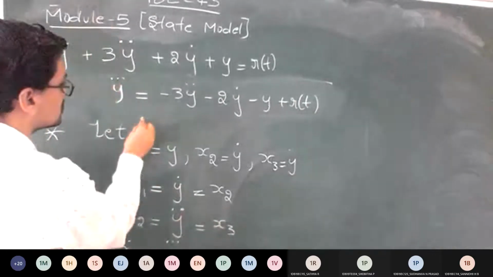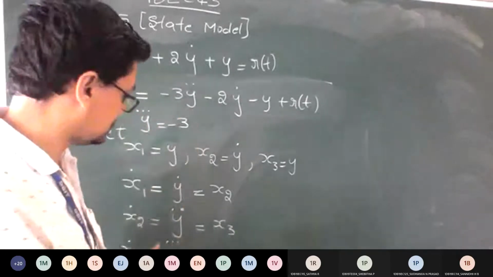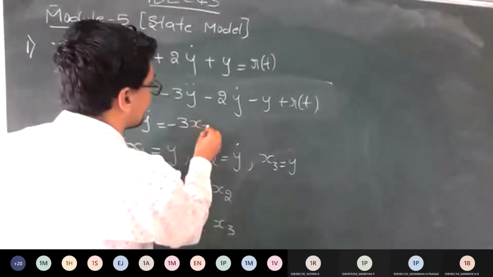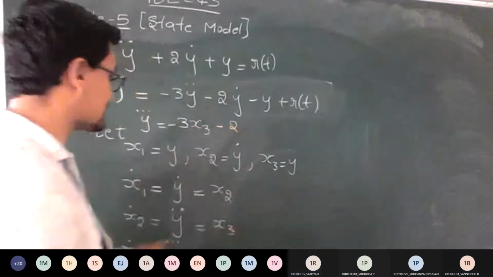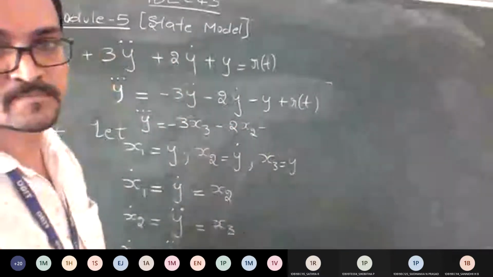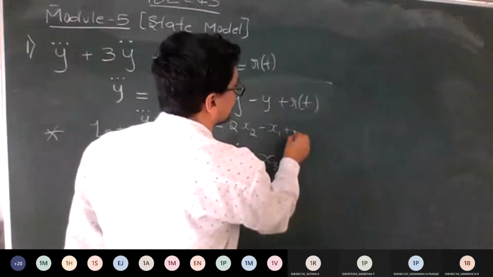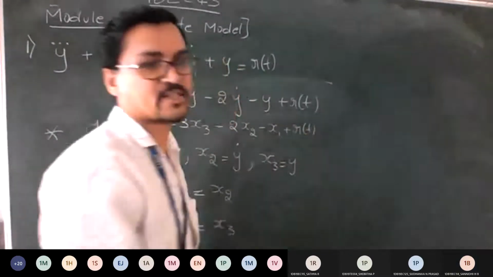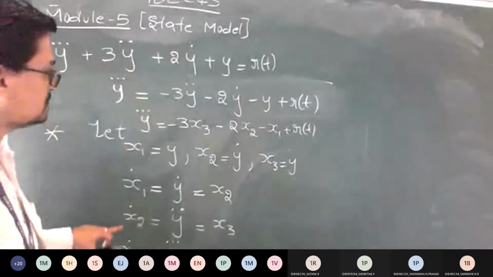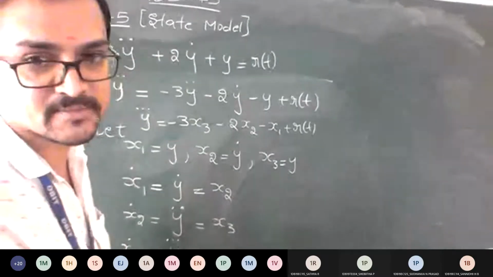It is possible, right? So we can conclude y triple dash is equal to, what is y double dash, guys? x3. So you can give minus 3 x3. Good. Minus 2, what is y dash? x2. Minus 2 x2. What is y? x1. That r of t is nothing but u of t, but since the question gives r of t, let's go with r of t only. So have we got all three answers now? Can I substitute this answer in place of x3 dot?